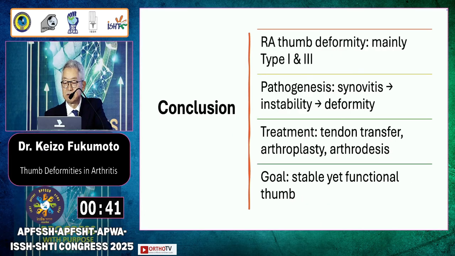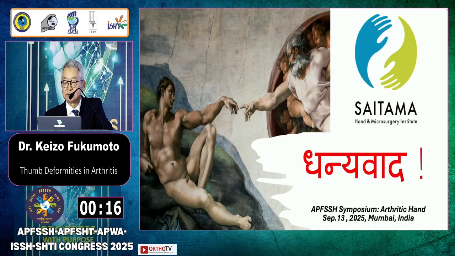To summarize, rheumatoid thumb deformities are mainly type 1 and type 3. They are caused by synovitis, which leads to progressive instability and deformity. We have several surgical tools, including tendon transfer, arthroplasty, and arthrodesis. The goal is always the same, to create a stable thumb that is also functional for daily activities. Thank you very much.